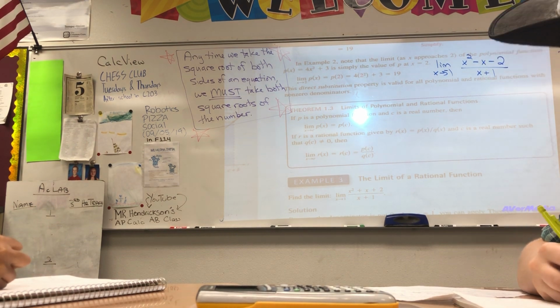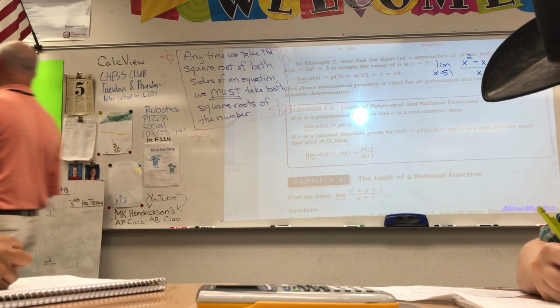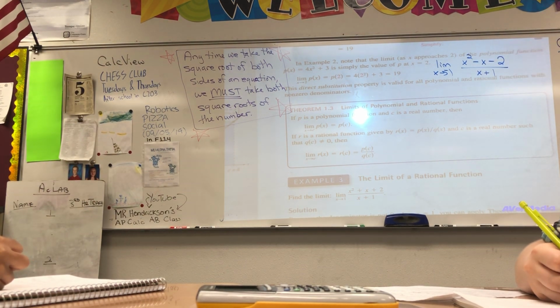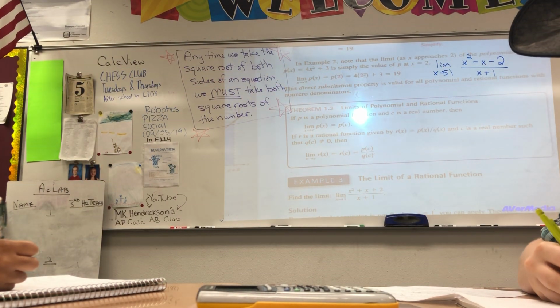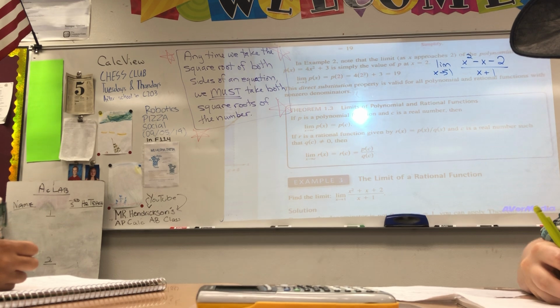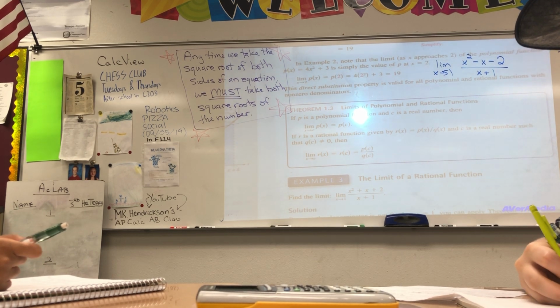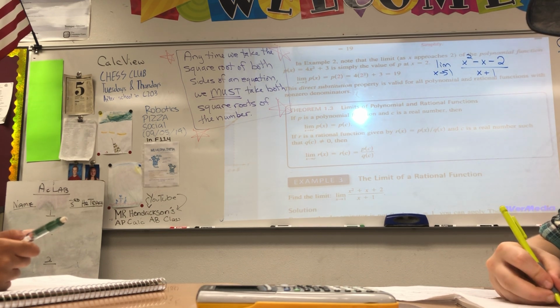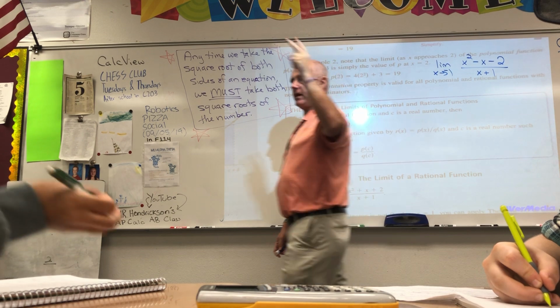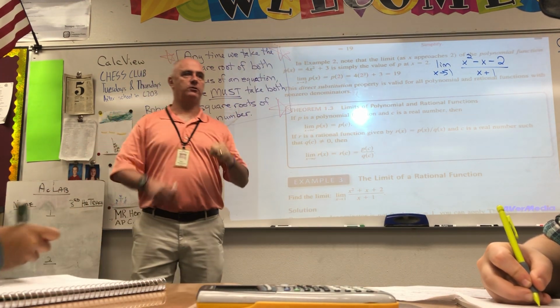So, how does the plug-in thing work here? Not so well, because we would get 0 in the denominator. I believe we'd also get 0 in the numerator. And so, what are our options at this point? Option 1, graph it. Option 2, table it. Look at the table, see where it's going.